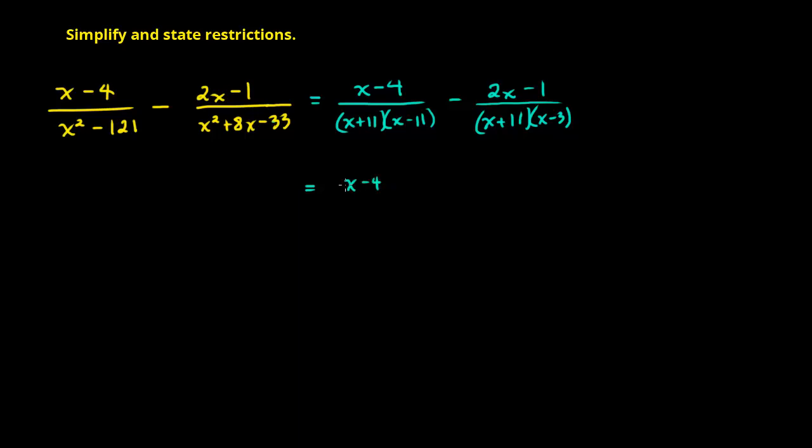So I have (x - 4)(x - 3) divided by (x + 11)(x - 11)(x - 3).